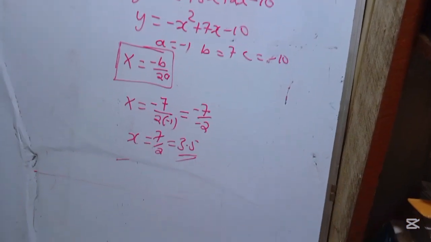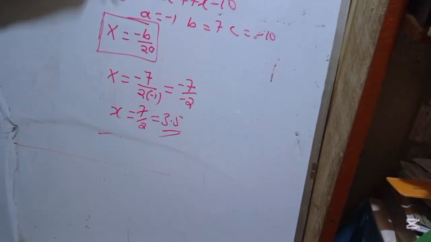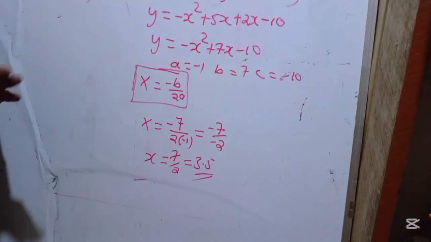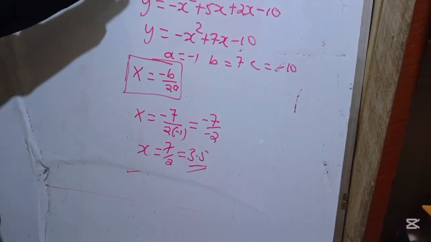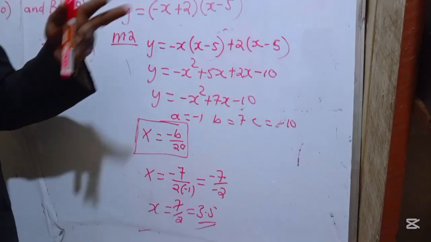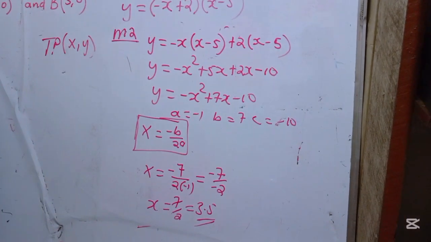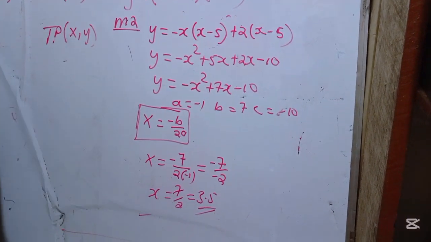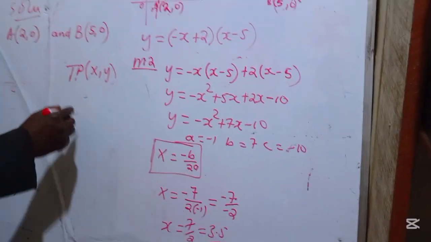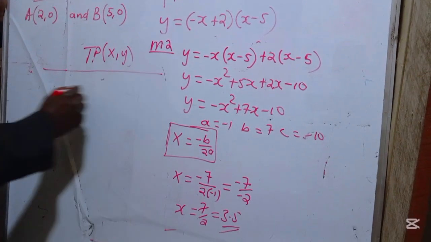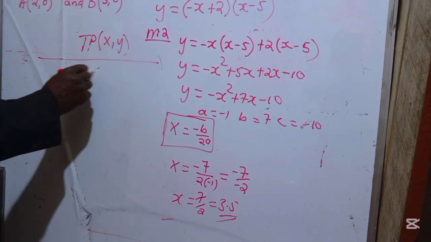So instead of wasting our time, that's why I showed you, just to show you. Mind you, here you have to start expanding. But my method, you just have to add these two numbers and divide by 2 to get the value of x. Now once you get this one, you have to insert it in the original equation. My original equation is this one.